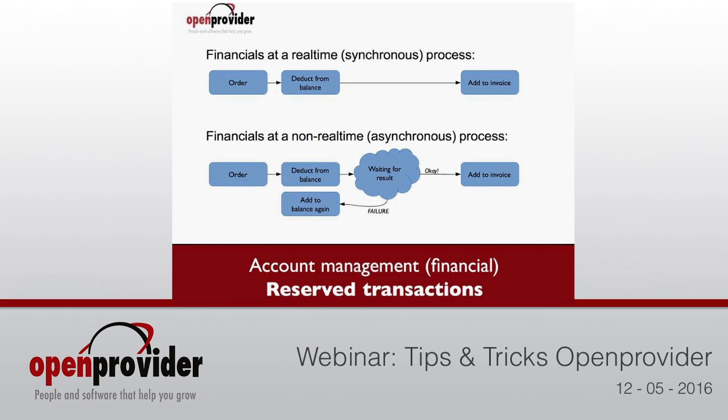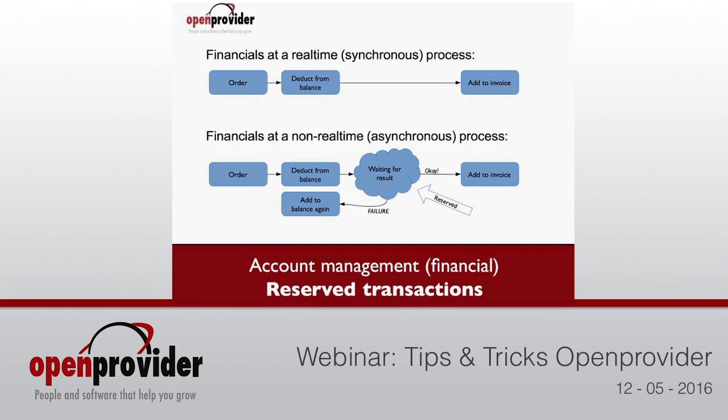But we can't invoice it yet. An invoice is only created on succeeded, on finished transactions. So we are waiting for the result of the registry. If it fails, we credit it to your balance again. So if you paid $10, you get it back again at the moment we get a failure. If it succeeds, then we say, okay, now the transaction has been finished. Let's add it to the invoice. And in a cloud structure, we're waiting for the result. That is what we call a reserved balance.